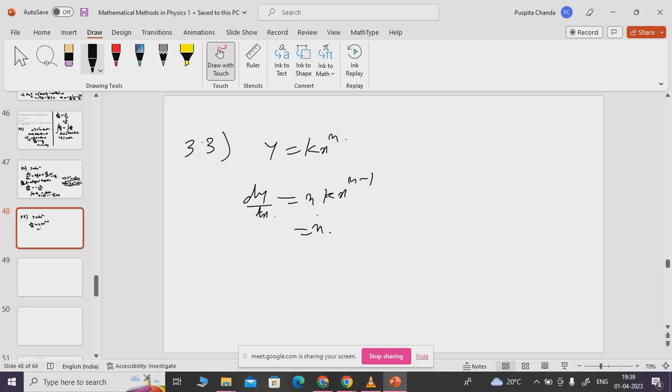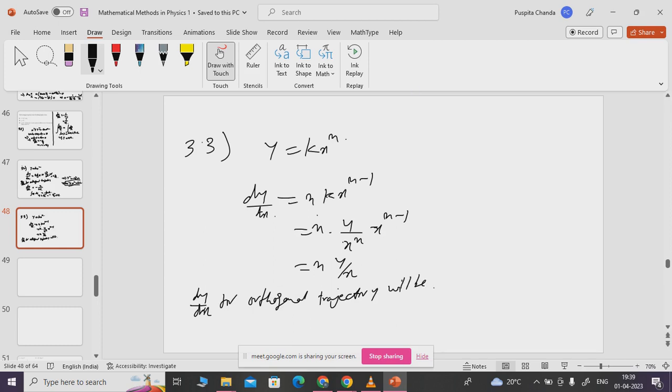But for question number 33, y is equal to kx to the power n. So it is similar to that. dy/dx will be n k x to the power n minus 1. K is equal to y by x to the power n, so n k x to the power n minus 1 is n y by x.